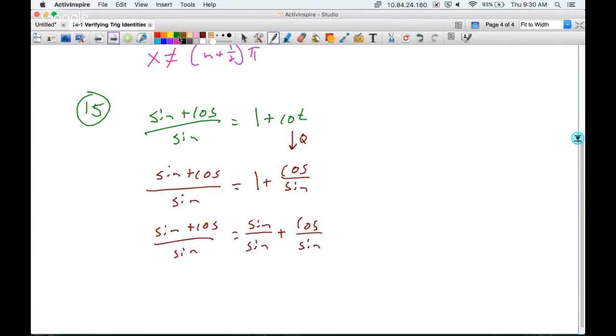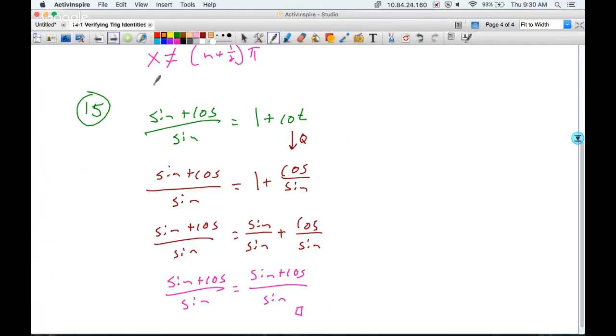And now that they have a common denominator, I can add the numerators. And look at that. They are exactly the same. Amazing how that works out.